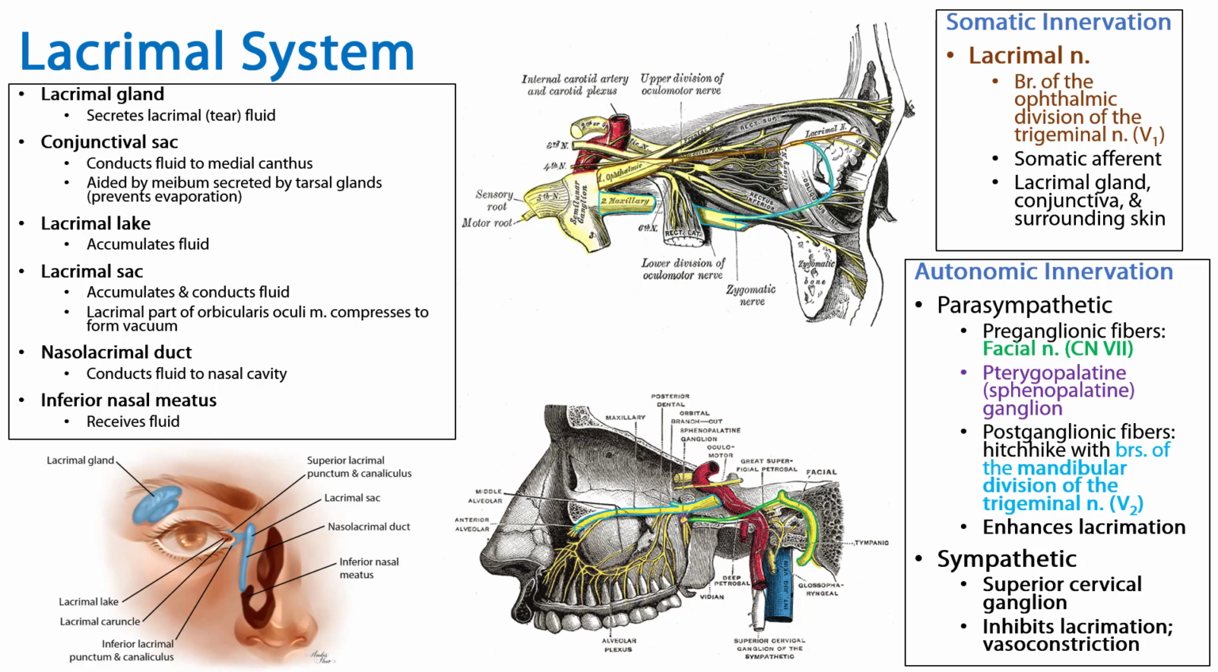So we have discussed the lacrimal system, the pathway of tears from the lacrimal gland to the nasal cavity, and we've also discussed somatic innervation via the lacrimal nerve and autonomic innervation via the facial nerve, the pterygopalatine ganglion, as well as V2 hitchhiking, and the sympathetic innervation of this gland. This is your summary slide. Thank you very much for your time.